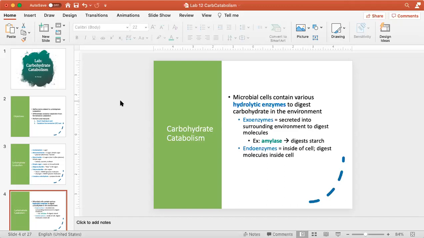Remember, microbial cells are single-celled organisms, and so they have to get nutrients from the environment. They break down big complex molecules like carbohydrates by secreting enzymes out into the world. Now, there are two categories of hydrolytic enzymes that I want us to be familiar with. One is exoenzymes and one is endoenzymes. An exoenzyme is an enzyme that gets secreted out into the environment in order to digest something, to break something down.